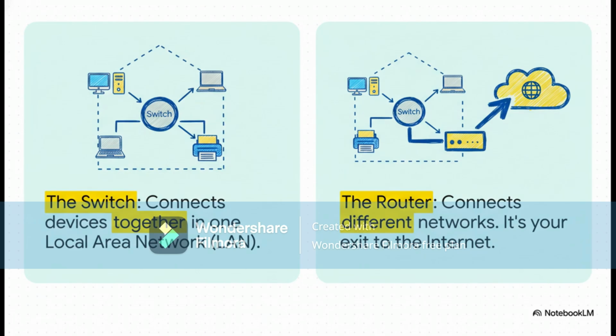So let's nail this down, because it's super important. A switch connects local devices together. A router connects that whole local network to other networks, like the internet. Just remember, switch is for local, router is for global.